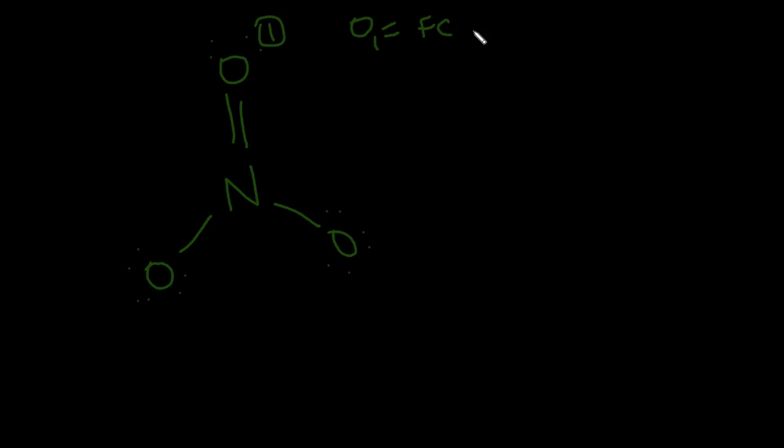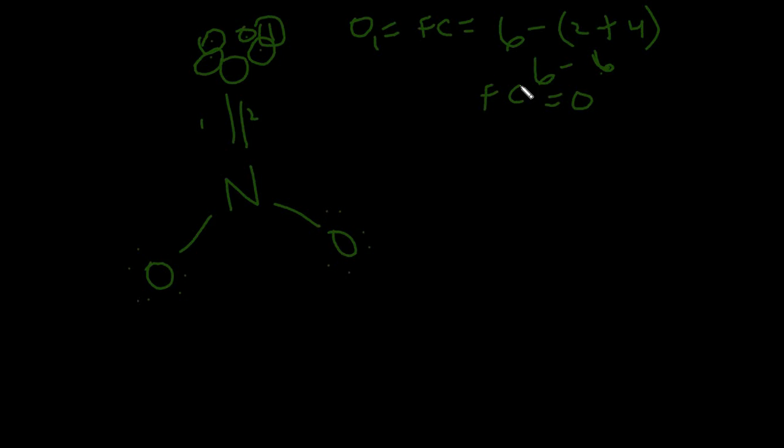So the formal charge equals valence electrons. How many valence electrons is in oxygen? Well, for oxygen we have 6, minus the bonds. How many bonds does it have? 1 and 2. So 2 plus the dots, 1, 2, 3, and 4. 6 minus 6, because 2 plus 4 is 6, equals 0. Formal charge of the first oxygen is 0.